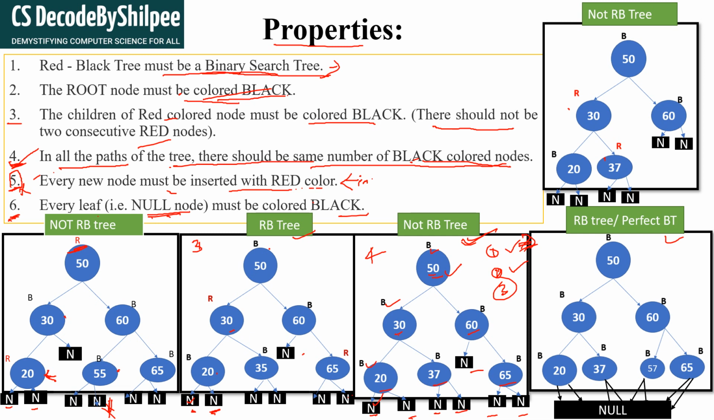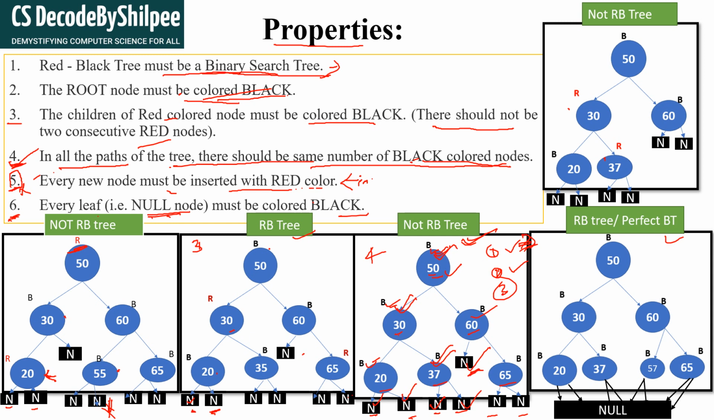Now check another: 1, 2, 3 and 4. So this path is also having 4. Now check another: 1, 2, 3 and 4. This path is also having 4 black nodes. Now we'll check another: 1, 2, 3, 4. This is also having 4. Now check another: 1, 2, 3.